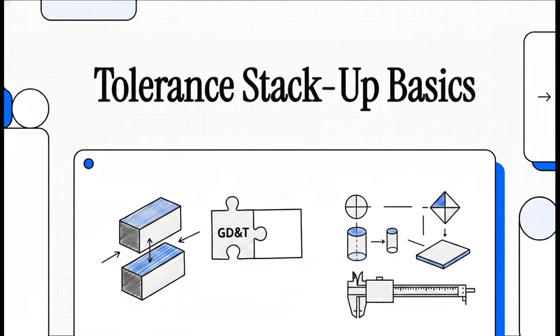Welcome to the finale of our GD&T Explainer series. We're tackling Lesson 12 today, Inspection and Tolerance Stack-Up Basics. We've covered a ton of ground so far, but today we are finally solving the ultimate manufacturing mystery that literally every engineer faces at some point.